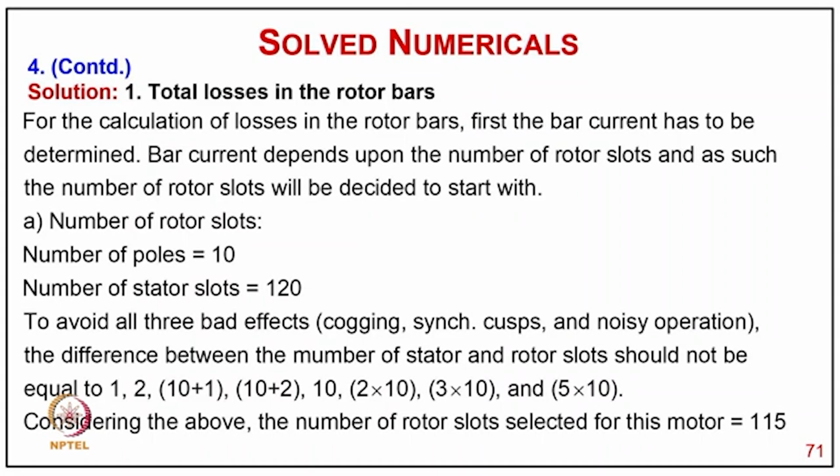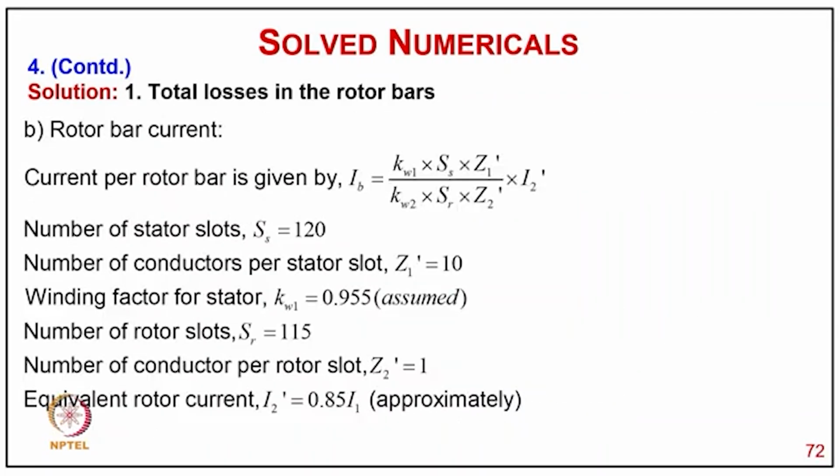The bar current depends on the rotor slots, and as such the number of rotor slots has to be decided to start with. The number of rotor slots should not be equal to the number of poles, 10, and the number of stator slots, to avoid the three bad effects: cogging, synchronous cusps and noisy operation. The difference between the number of slots should not be equal to 1, 2, 10 plus 1, 10 plus 2, 2 into 10, 3 into 10. So considering the above, the number of rotor slots selected for this motor is 115.